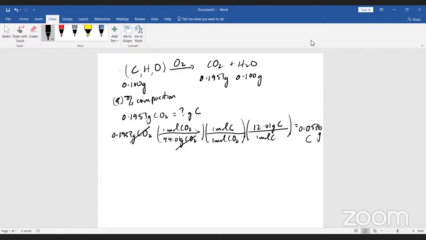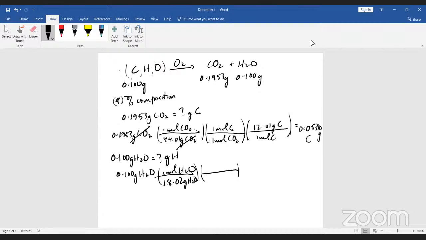Now, according to the question, the mass of water that is produced is 0.100 grams H2O, and we need to find the mass of hydrogen present in the water, right? So we start off with 0.100 grams of H2O. We convert that to moles. So you're going to have 1 mole of H2O above as a numerator, and down here would be the molar mass of water, which is equal to 18.02 grams of H2O, right? Again, we get that by adding up the molar masses of all the elements in the formula.